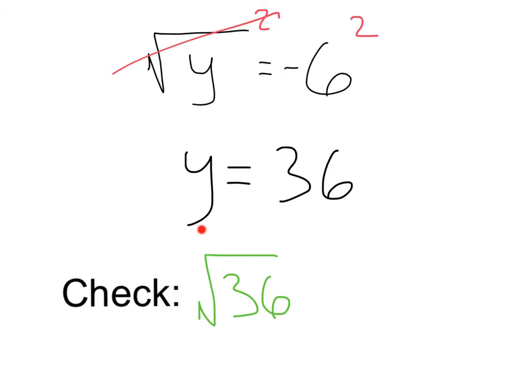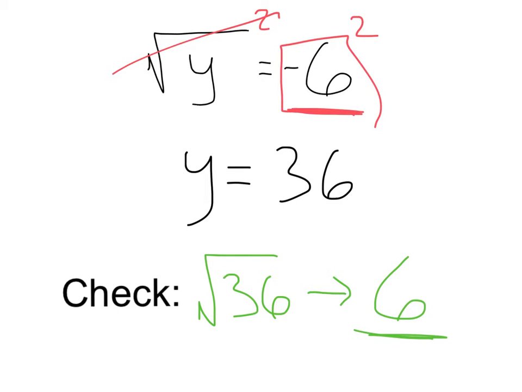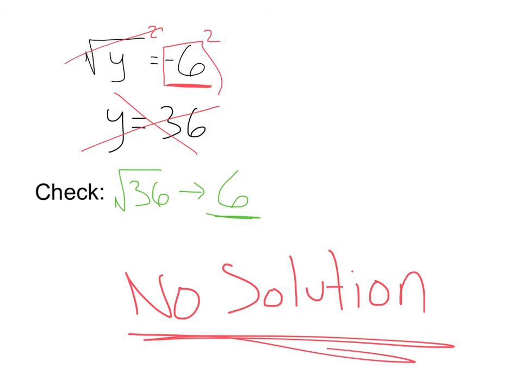Let's go ahead and check this out. The square root of 36 is actually 6, not the negative 6 that we started with. So we can see that this 36 is not a correct solution. So this problem here actually does not have a solution even though we were able to solve from here. That's one huge reason you've got to check your answers. And you might kind of see a pattern where you can't have a square root equal to a negative number.